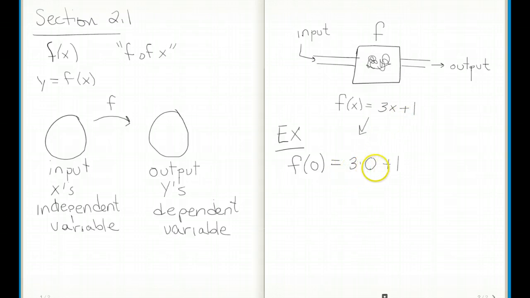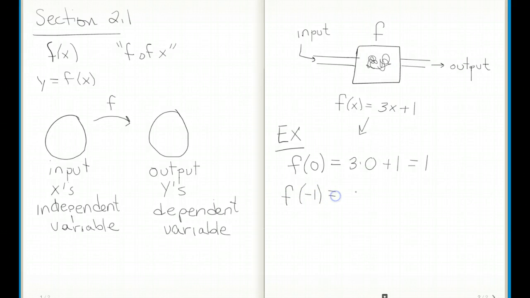So 3 times 0 plus 1, right? And now this is just, what? 3 times 0 is 0, plus 1 is 1. So the output of the function when the input is 0 is 1. In this machine idea, if you input a 0 on the left side, the function would work on it, and then it would output the number 1. Okay, great. So what about f of -1?